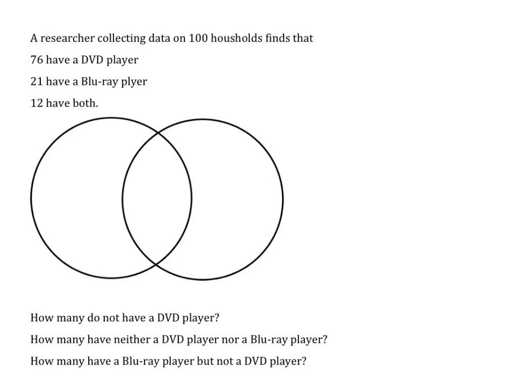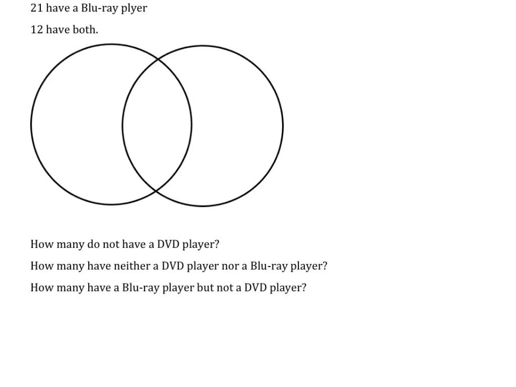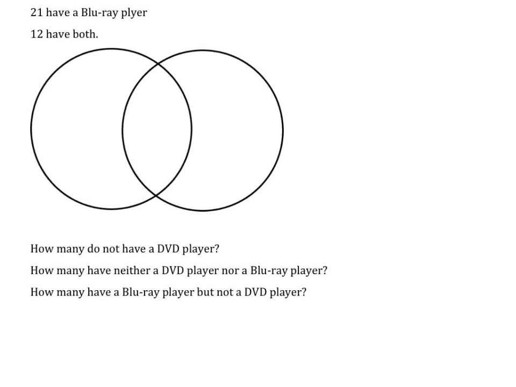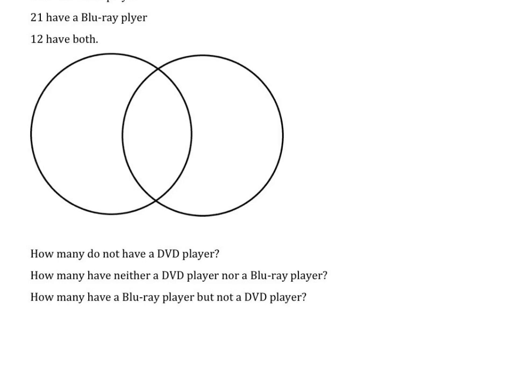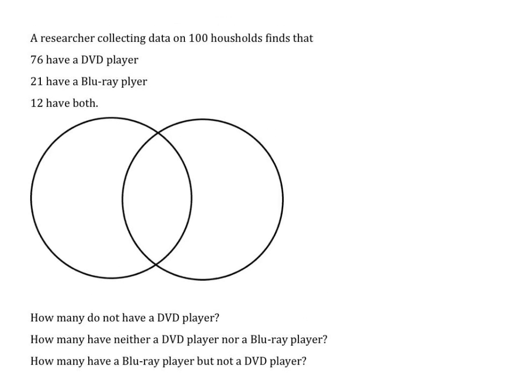Okay, so a researcher collecting data on 100 households finds that 76 have a DVD player, 21 have a Blu-ray player, and 12 have both. And we want to answer the questions below. How many did not have a DVD player? How many have neither a DVD player nor a Blu-ray player? And then how many have a Blu-ray player but not a DVD player? So we're going to label our items as DVD and Blu-ray. And then, of course, the universal set, those who don't have Blu-ray or DVD.